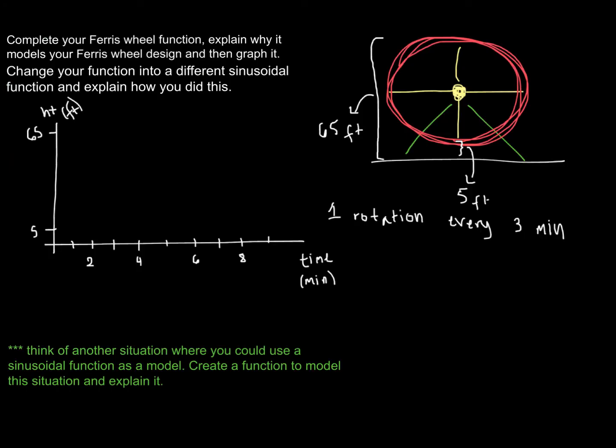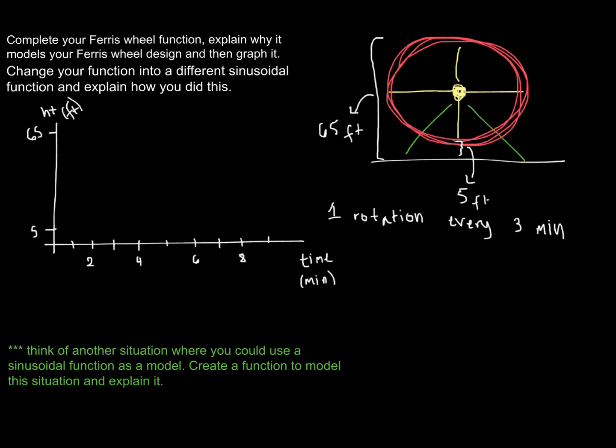So I've decided to design my own Ferris wheel, and I encourage you to play around with it and try some different ones and maybe get creative. Tamir made his go underground, which is pretty cool. But basically, my initial position is 5 feet above the ground. It's going to go all the way up to 65 feet above the ground. And I want to make one full rotation every 3 minutes. And so I can create a function that will do this.